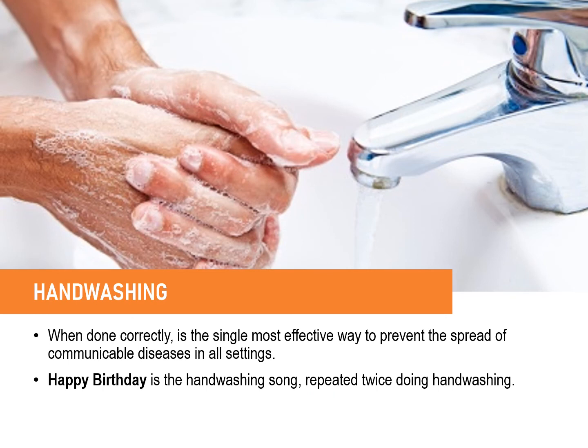Then we have hand washing. Hand washing, again, is the most effective way of breaking the chain of infection. When done correctly, it's the single most effective way to prevent the spread of communicable diseases in all settings. So when we perform hand washing, we need to sing a song, and this song is called Happy Birthday. Happy Birthday is a hand washing song. So when you perform hand washing, you need to sing Happy Birthday twice in order to perform a very effective hand washing.